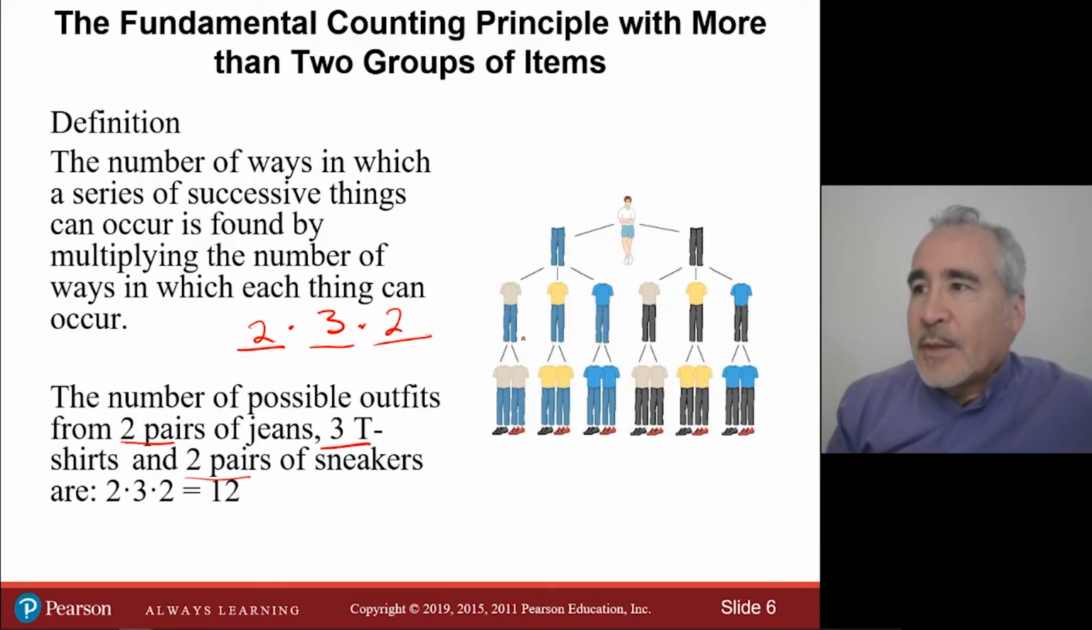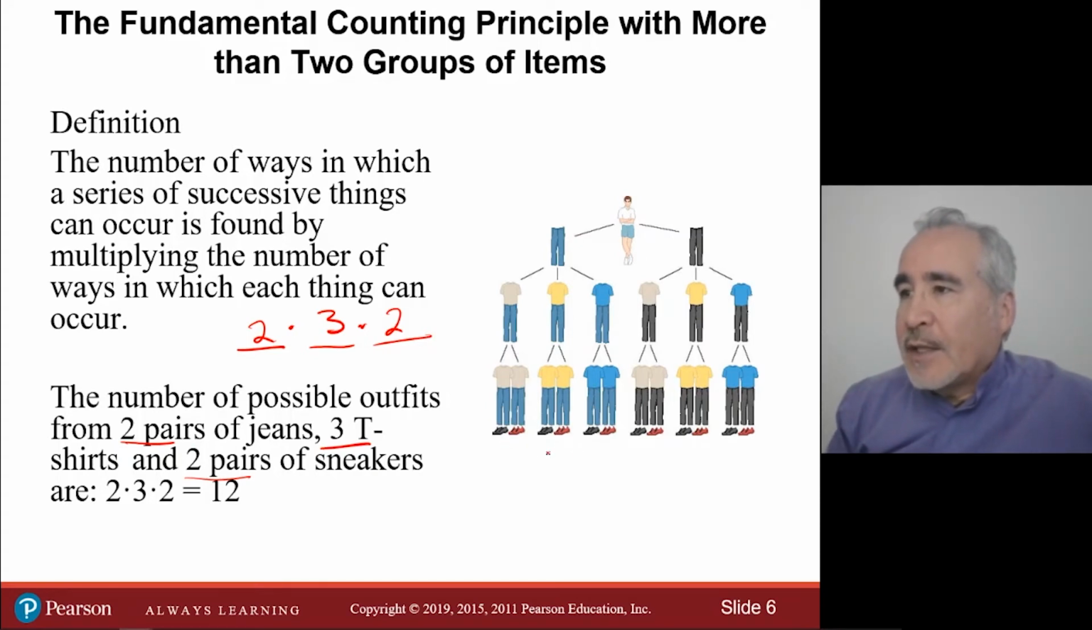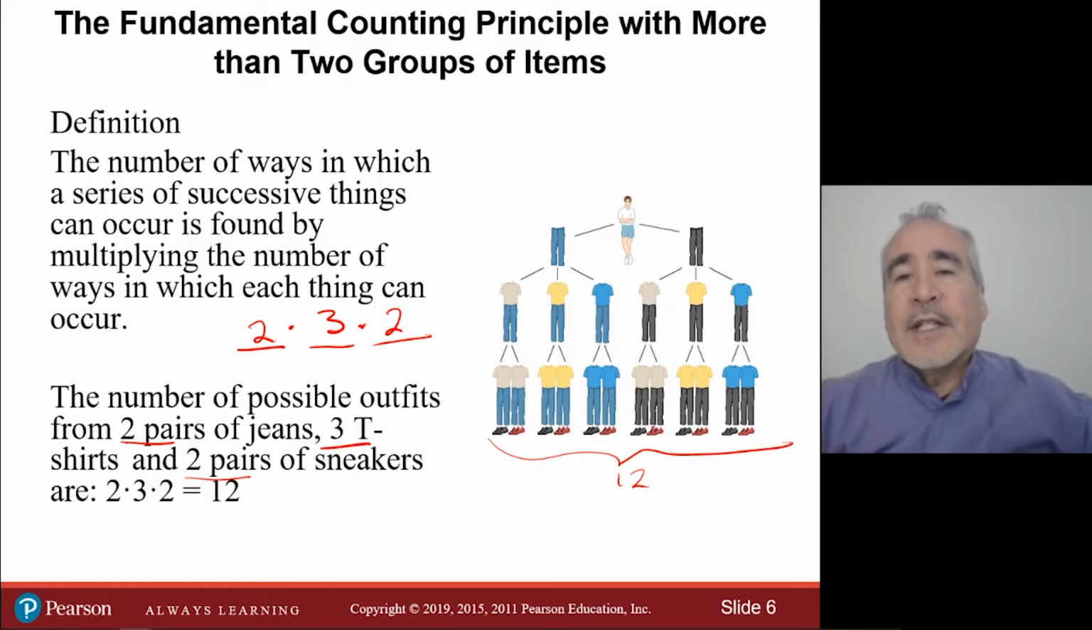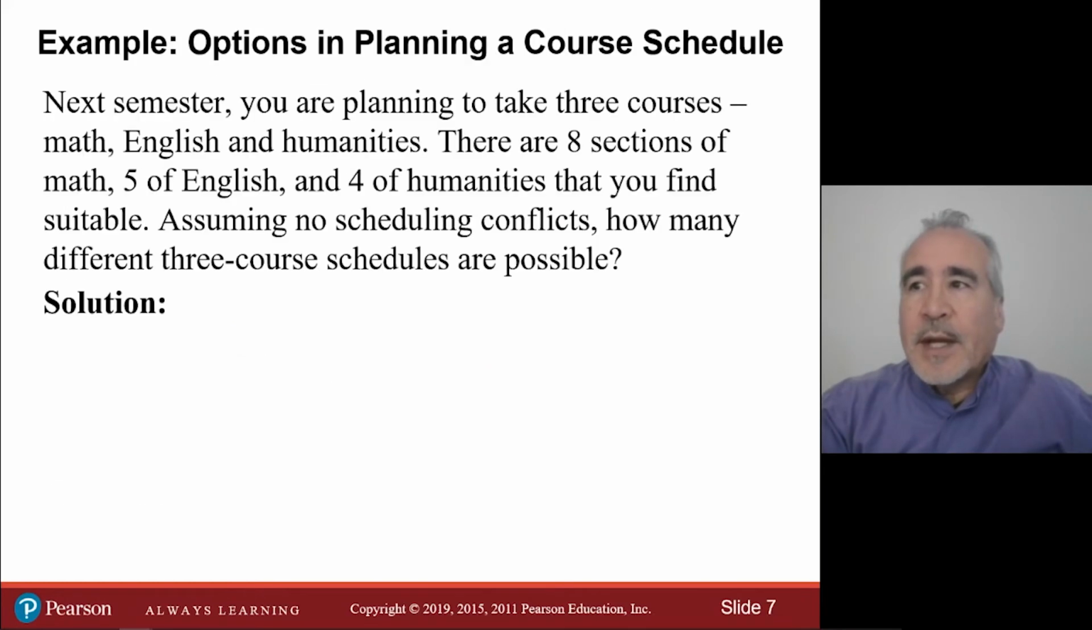And then depending upon one of these, you either get the black or the red sneakers. So if you count down here, you count 12 different looking outfits, right? Some similarities, but each one of these 12 is actually a different outfit. Just how many decisions do we have to make? How many choices do we have for each decision? Multiply. That's what this whole section is about.